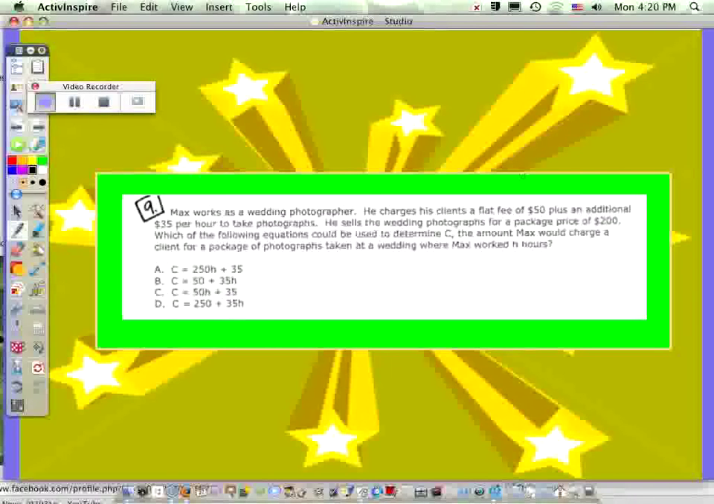So anyways, you got your 50 flat rate plus your 35 per hour. All right. So now you need to determine which equation would be used to figure that out. They threw this 200 in here. They're just saying that if he sells a package for 200, that means he's worked how many hours? The 200 does not fit into this equation, so you're not going to add it to 50, even though that's what you want to do. Read carefully and try to actually understand what the problem is saying.